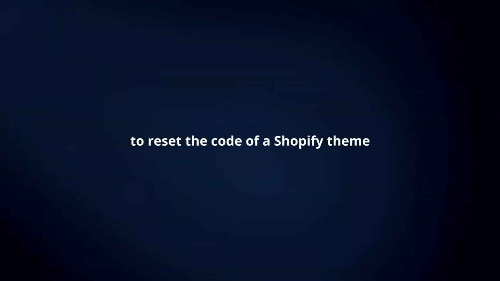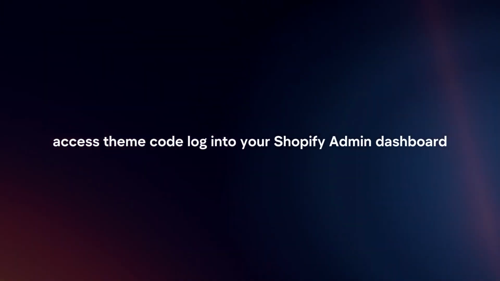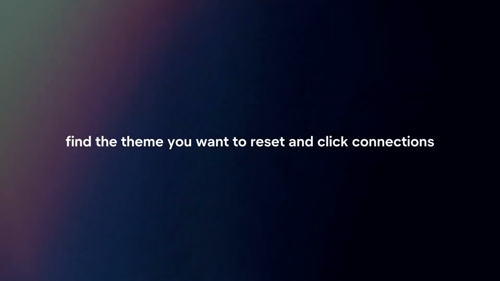To reset the code of a Shopify theme, you can follow these steps. Access theme code. Log into your Shopify admin dashboard and navigate to Online Store, Themes. Find the theme you want to reset and click on Actions, then select Edit Code.